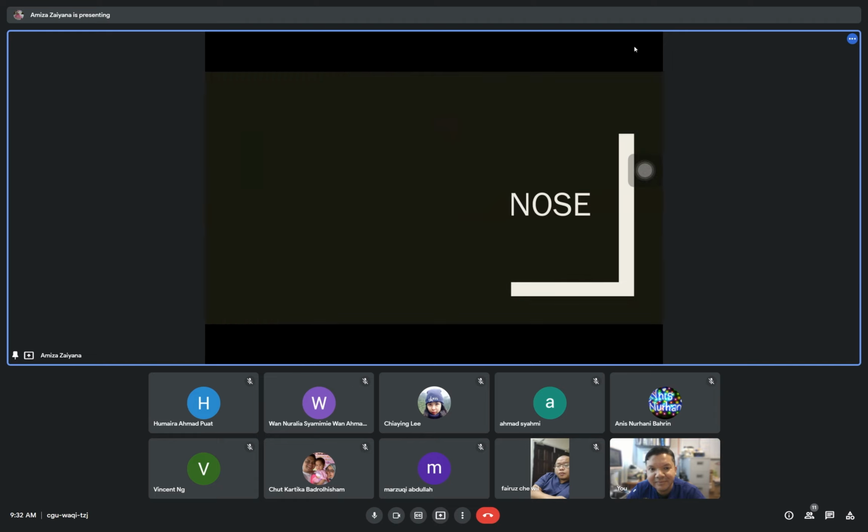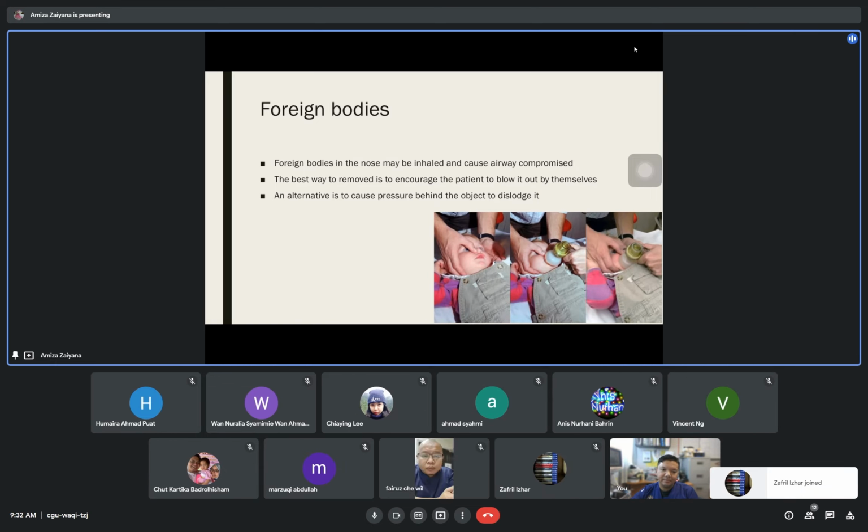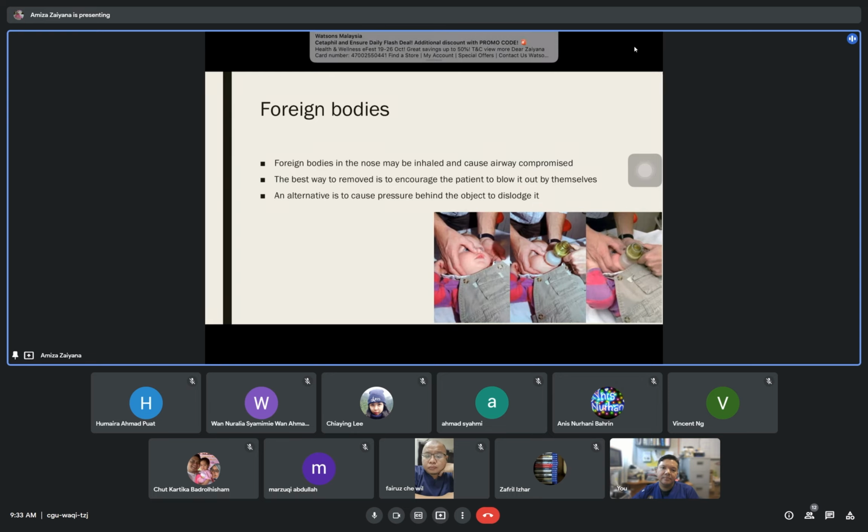Okay, next we move on to the nose. The nose also commonly has foreign bodies. For example, we can see in children's noses, they like to insert stones, food and so on. It may be inhaled and cause airway obstruction. The best way to remove it is to encourage the patient to blow it out by themselves. But for children it is difficult, so it is better done by the parents.